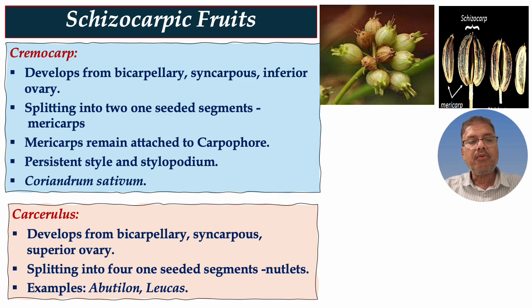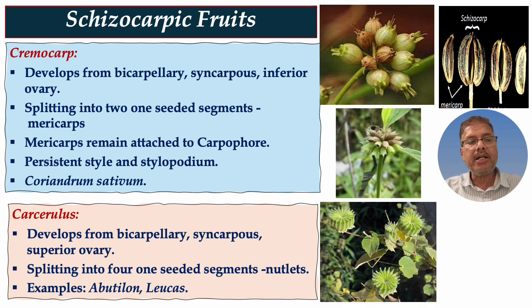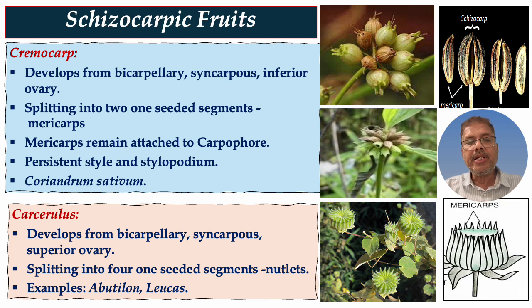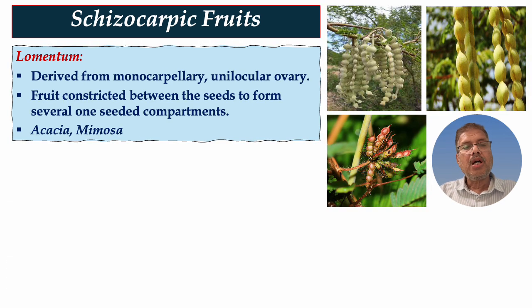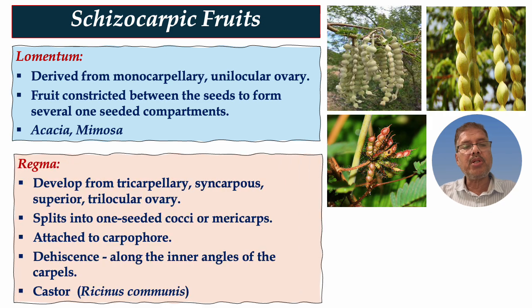A carcerulus is a fruit that develops from a bicarpillary syncarpous superior ovary and splits into four one-seeded segments known as nutlets or mericarps. These mericarps typically remain attached to the central axis before eventually separating. Examples are Abutilon and Leucas. The lomentum is derived from a monocarpillary unilocular ovary, a leguminous fruit constricted between the seeds to form a number of one-seeded compartments that separate at maturity. The examples include acacia and mimosa.